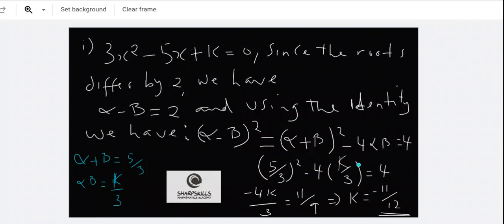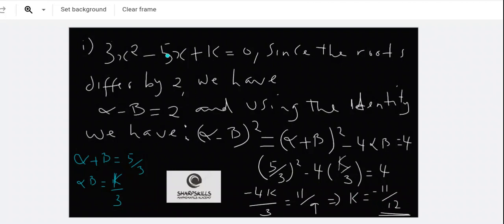Now here you are solving for the value of k. Okay, so you're going to have negative 4k over 3, which will be equal to this, 25 over 9. When you take it to the other side, you're going to subtract from 4, and you're simply going to end up with 11 over 9. Now you want to find the value of k here. So meaning you are going to divide both sides by negative 4 over 3, and in turn, you are going to end up with negative 11 over 12, which is the value of k in that case.